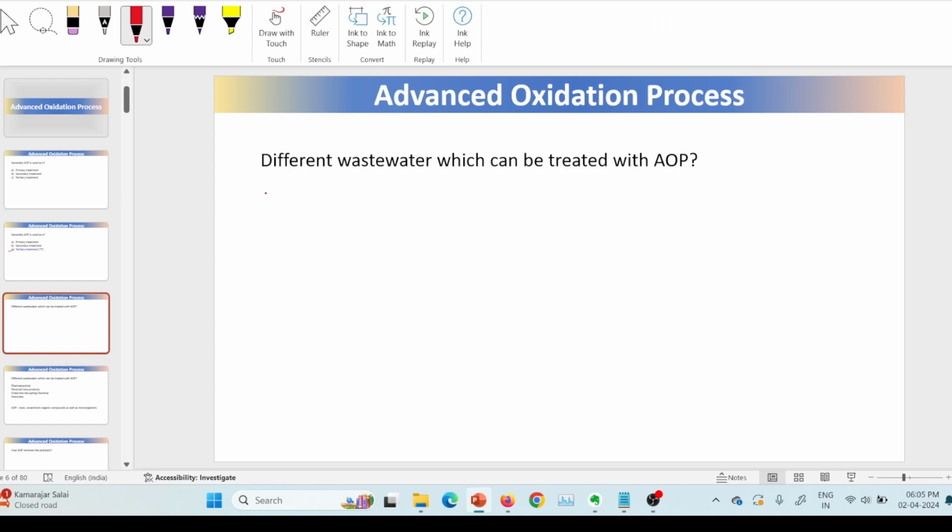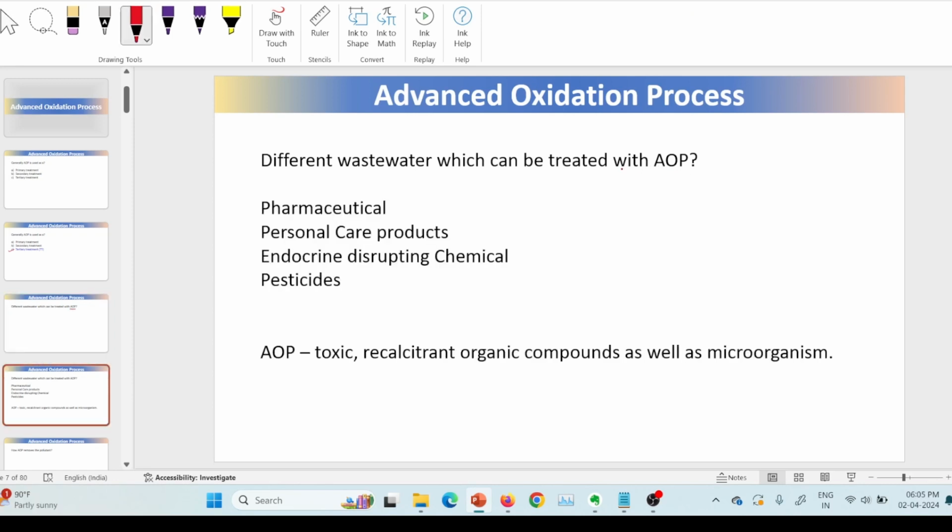Different wastewaters which can be treated with AOP. Do you know any wastewater which is treated with AOP? So these are pharmaceutical, personal care products, endocrine disrupting chemicals, pesticides. So these are the wastewaters which can be treated with the help of AOP, Advanced Oxidation Process. So AOP is used for toxic recalcitrant organic compounds as well as microorganisms.